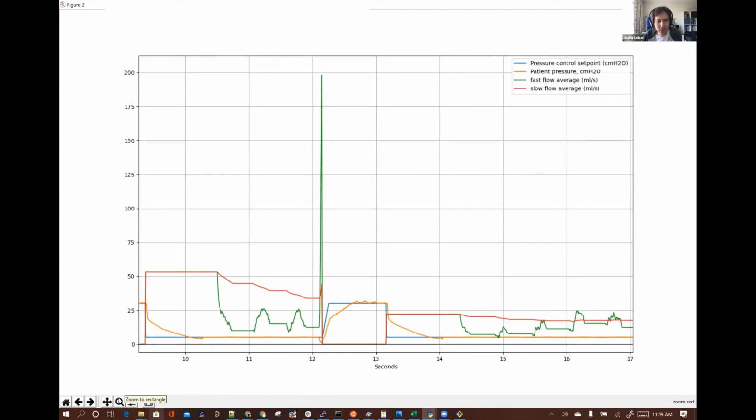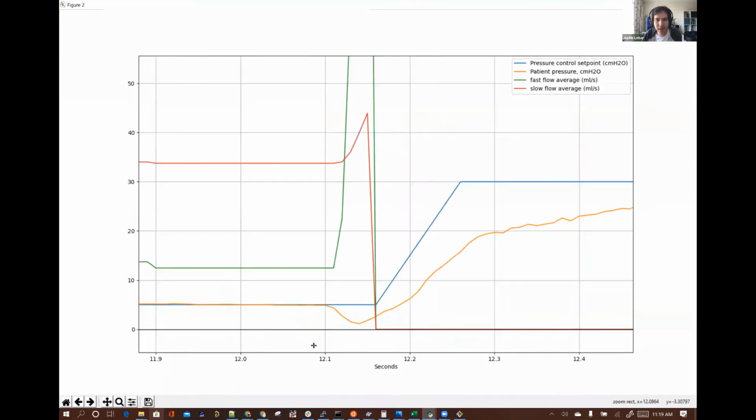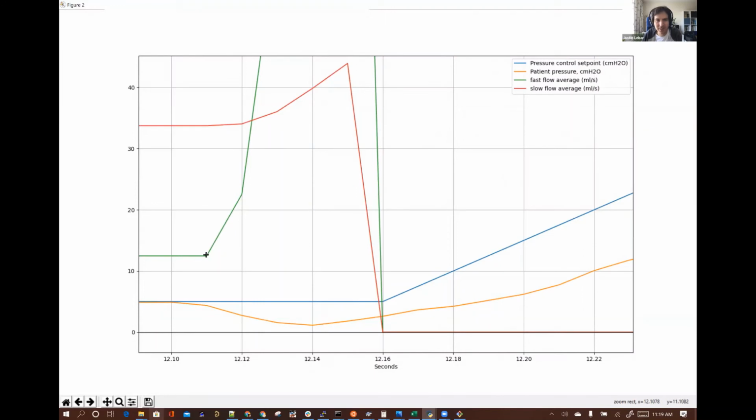So one other thing I want to highlight about this is just how quickly the algorithm reacts to this. So if we zoom back into this sort of like 12 to 12 and a half seconds, we can get a sense of how quickly after the inspiratory effort begins do we trigger the breath? So yeah, Edwin will zoom in so we can get some numbers, but it's like 100 milliseconds.